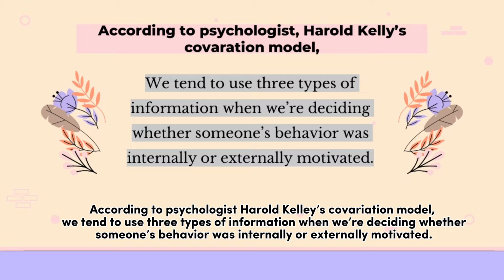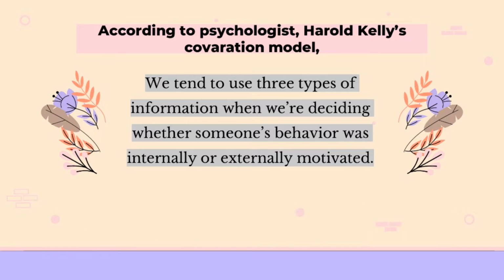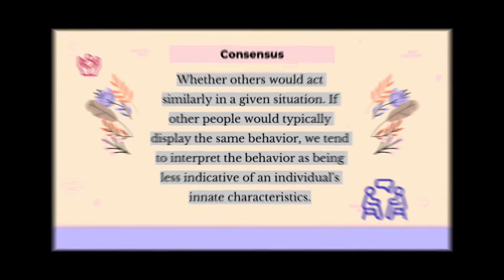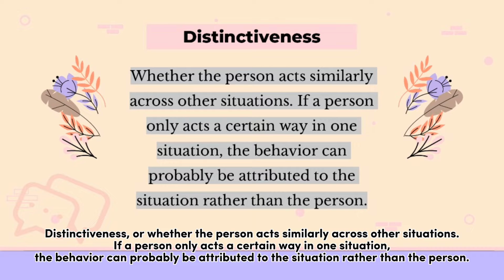According to the psychologist Harold Kelley's covariation model, we tend to use three types of information when deciding whether someone's behavior was internally or externally motivated. Number one, consensus, or whether others will act similarly in a given situation. If other people would typically display the same behavior, we tend to interpret the behavior as being less indicative of an individual's innate characteristics. Number two, distinctiveness, or whether the person acts similarly across other situations. If a person only acts a certain way in one situation, the behavior can probably be attributed to the situation rather than the person.